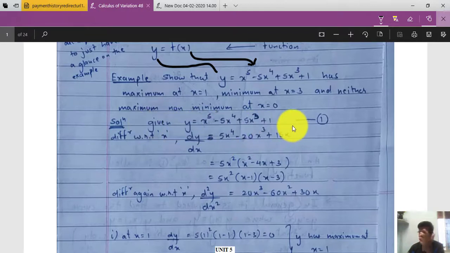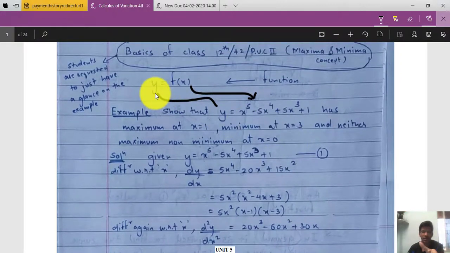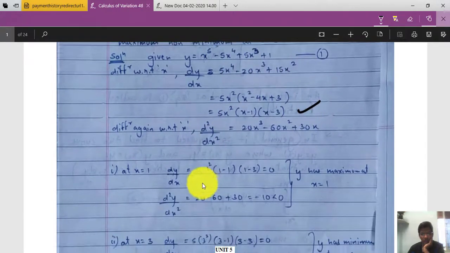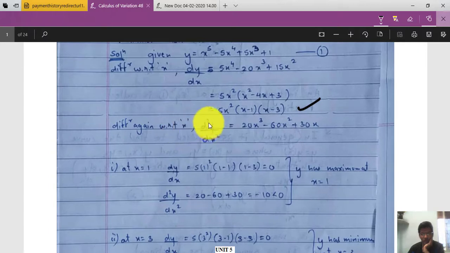So given the equation, if it is given in terms of y is equal to f of x, then you take the first derivative test and second derivative test to find the maxima or minima, right? So when you differentiate it with respect to x, it is dy by dx equal to 5x power 4 and so on, and finally you have this, right? Again when you differentiate with respect to x, that is d square y by dx square, which is equal to 20x cube minus 60x square plus 30x, right?